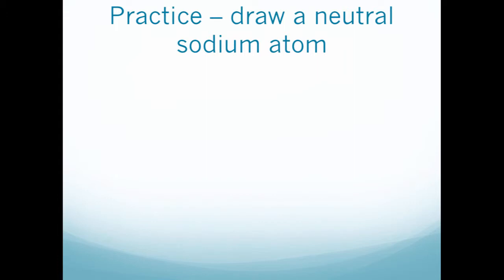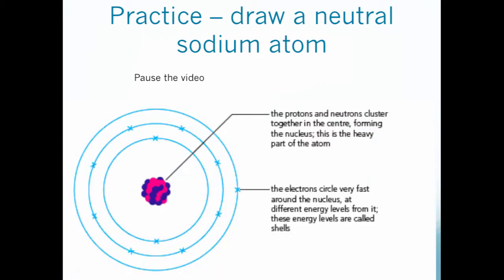So firstly, let's pause the video for a second. Draw a neutral sodium atom, including neutron, electron, and proton. Here's how the sodium atom looks. You can see that the protons and neutrons are clustered together in the center. That's our nucleus. And we have our electrons running around the outside. Your drawing might be different compared to this one.